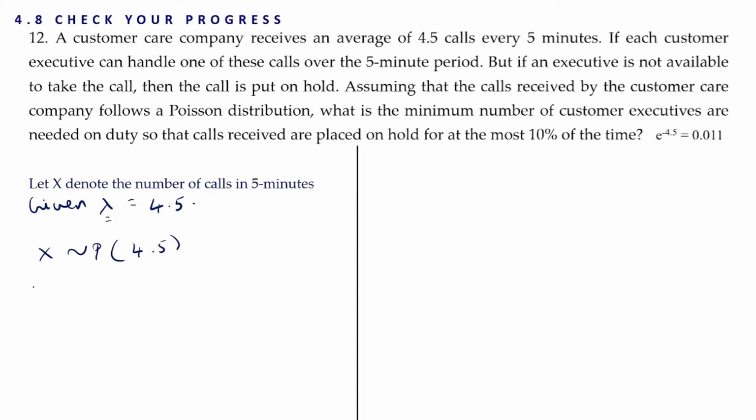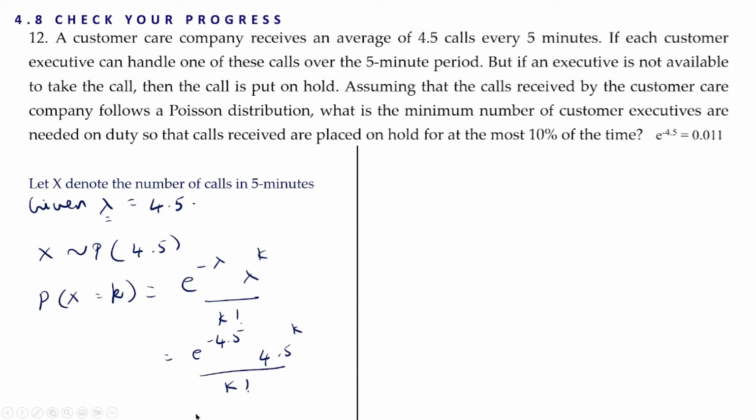So we can write the probability distribution of X. It is given by probability of X equal to k equals e raised to minus lambda, lambda raised to k upon k factorial. Here lambda is 4.5, so it is e raised to minus 4.5, 4.5 raised to k upon k factorial. So this is the probability distribution function for k.